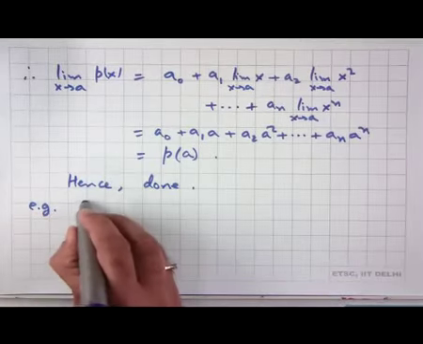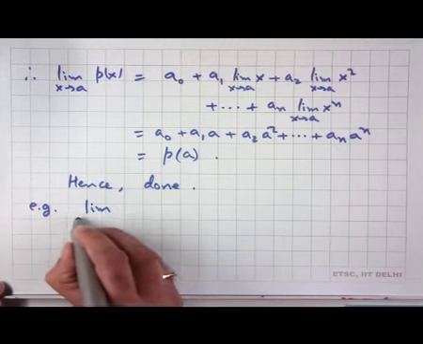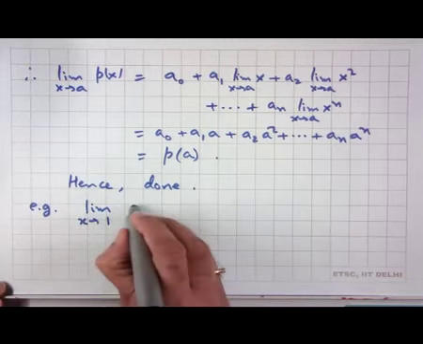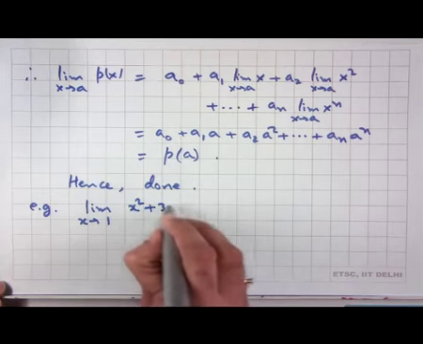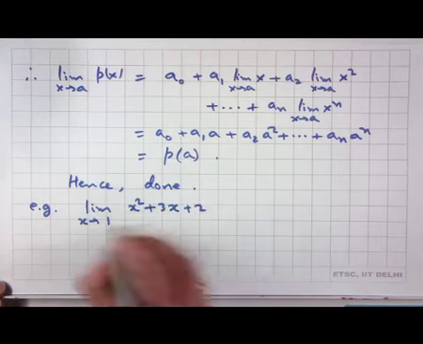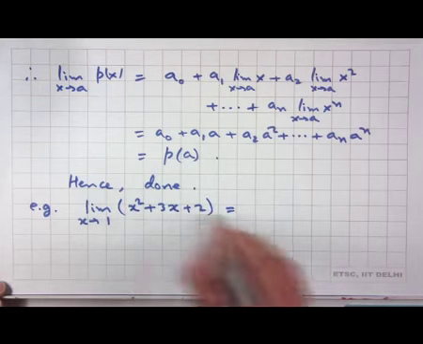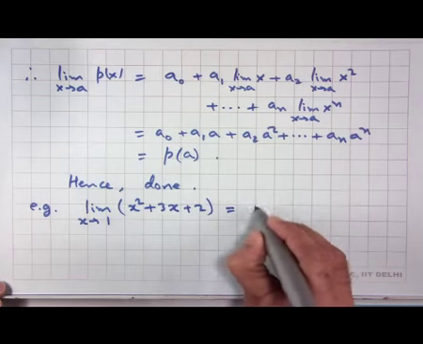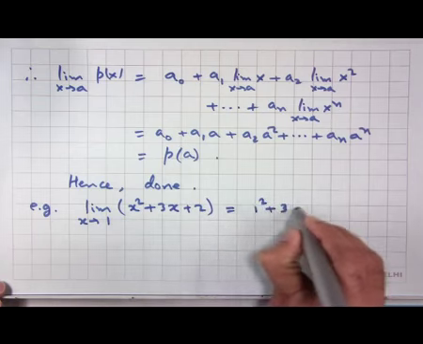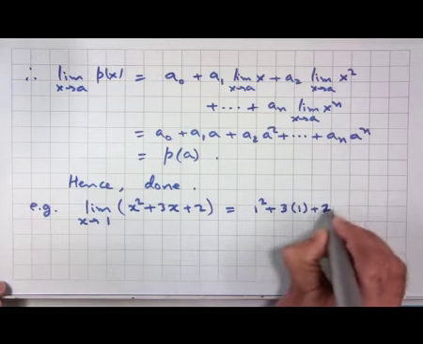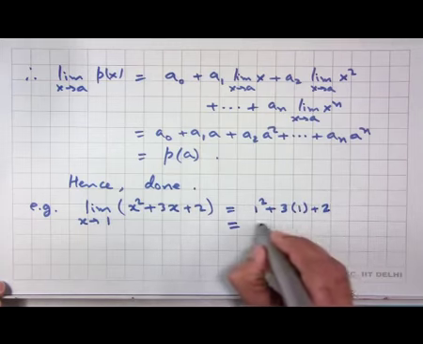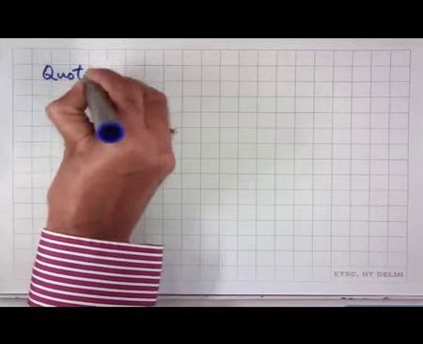So, for example, if we want the limit as x going to 1 of x square plus 3 x plus 2, then you can just write this as the value of the polynomial at 1. So, that is 1 square plus 3 times 1 plus 2, which is 1 plus 3 plus 2, which is 6. Right. Next rule is about the quotient of two functions.